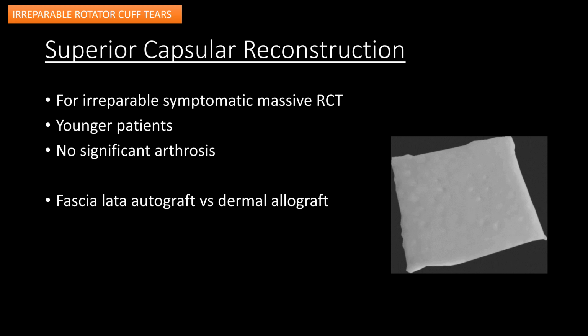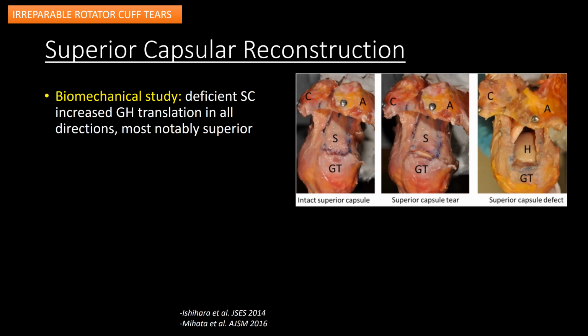The original graft used by the Japanese group was fascia lata autograft. More recently, dermal allograft has become more popular, specifically in the States, as it reduces donor site morbidity and surgical time. In general, the dermal allografts are thinner than the fascia lata. Fascia lata is twice as thick as the dermal allograft when they use it for SCR.